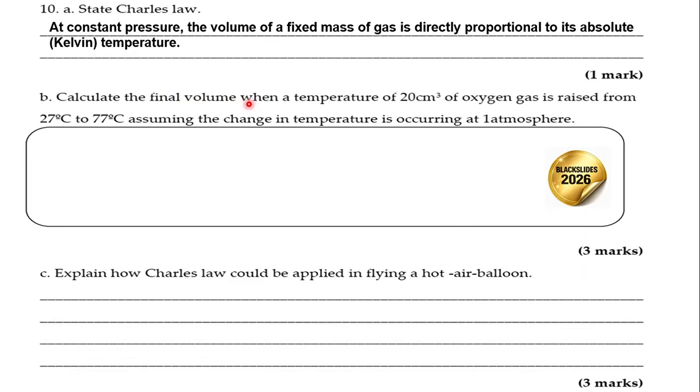Calculate the final volume when 20 cubic centimeters of oxygen gas is raised from 27 degrees Celsius to 77 degrees Celsius, assuming the change in temperature is occurring at 1 atmosphere. So let's check what data we have here.